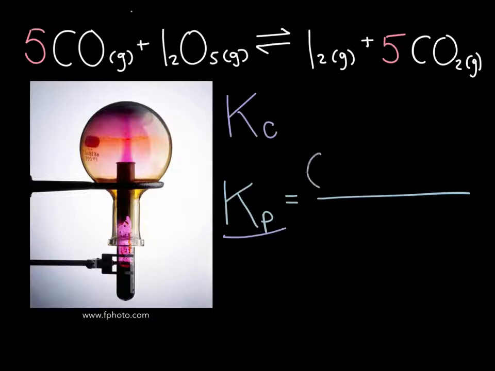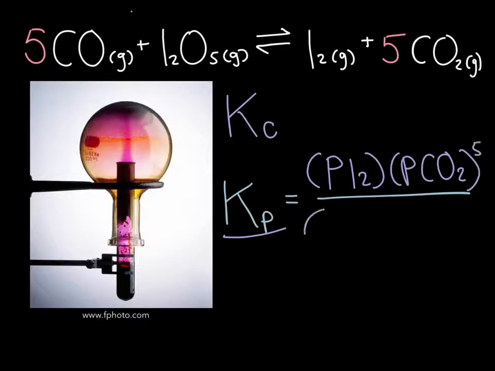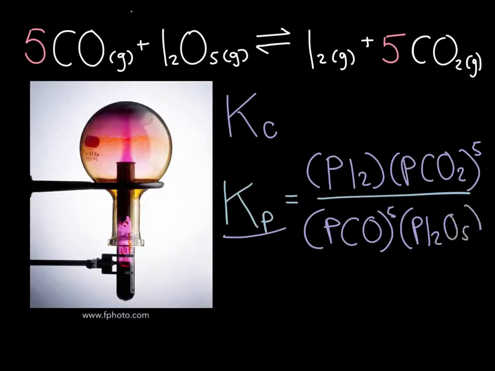So we have the pressure of iodine times the pressure of carbon dioxide raised to the power of 5, over the pressure of carbon monoxide raised to the power of 5 times the pressure of diiodine pentoxide.